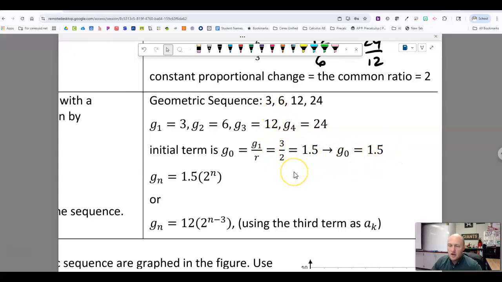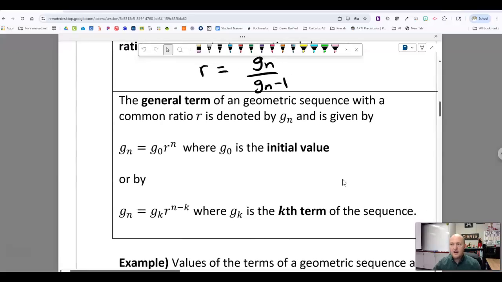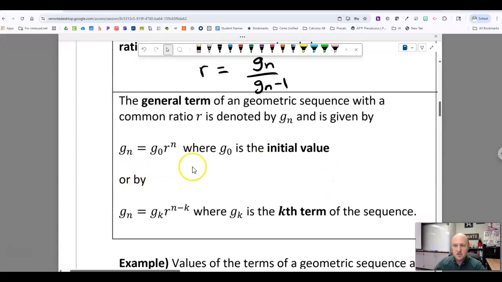Okay. Now, initial values are important because we can write an explicit equation or a function to model our terms using that initial value. And so here, again, this is the format of how we write an equation to find geometric sequences. So G sub n will be equal to G sub naught, this is your initial value, times R to the power of n. So if I want my second term, I'm going to go ahead and plug in 2 up here for n, and then that will multiply my initial value times our common ratio 2 times.